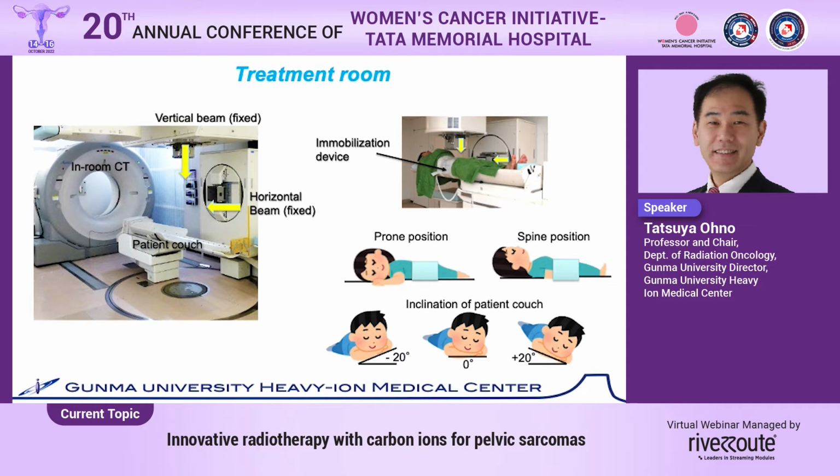This is a picture of treatment room that has both vertical and horizontal beam ports. We also have in-room CT to perform CT-guided patient setup. Our accelerator system is very big and has no gantry. Patients are placed on a couch either in supine or prone position. When we want to use oblique beam, patient couch can be rolled plus-minus 20 degrees.